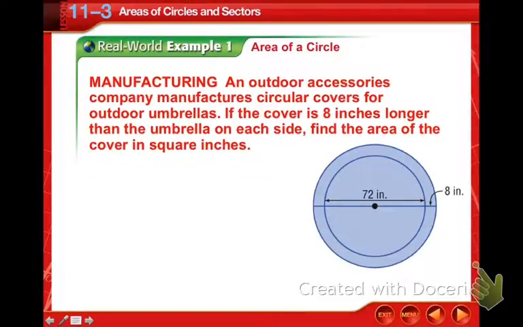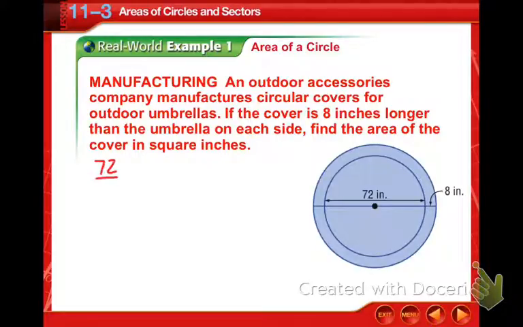So here's a manufacturing example. An outdoor accessories company manufactures circular covers for outdoor umbrellas. If the cover is 8 inches longer than the umbrella on each side, we need to find the area of the cover in square inches. So in order to find area, it's pi r squared. So we have that the inner diameter of the umbrella itself is 72.